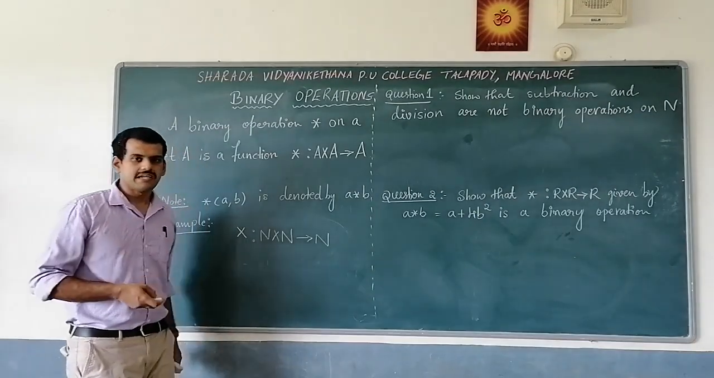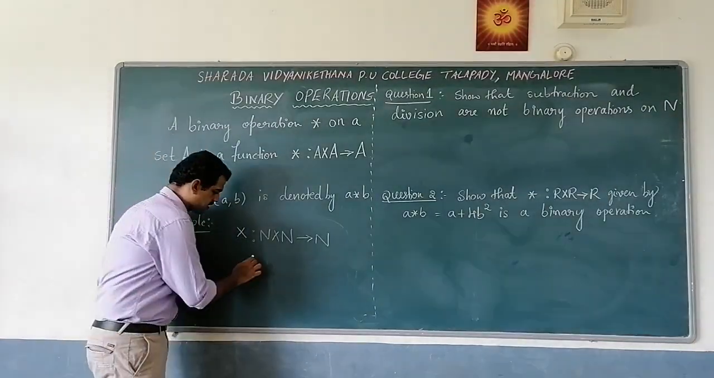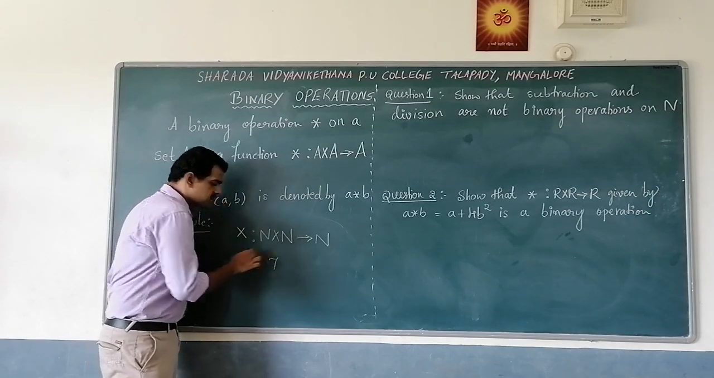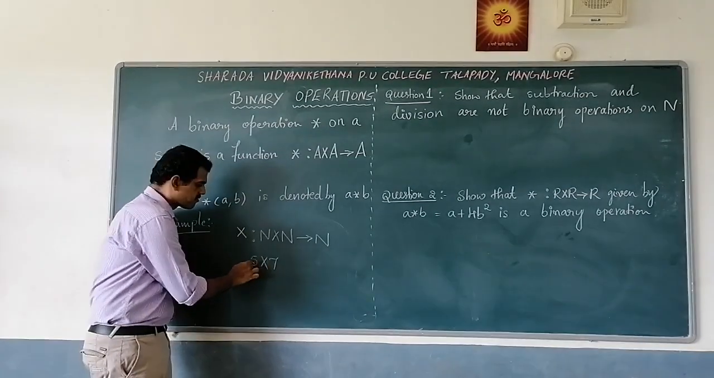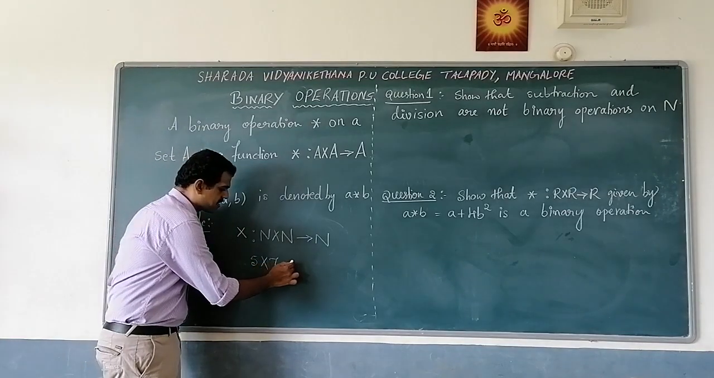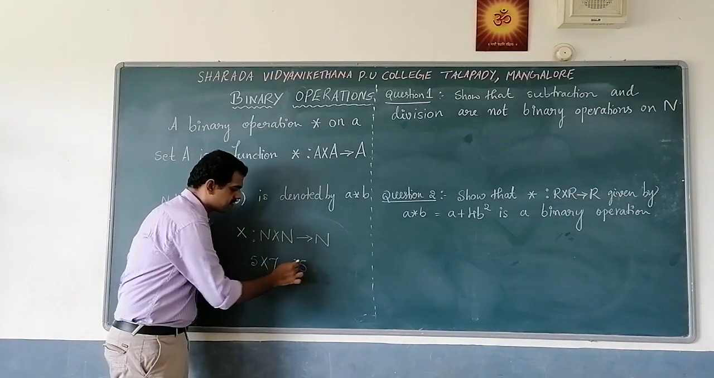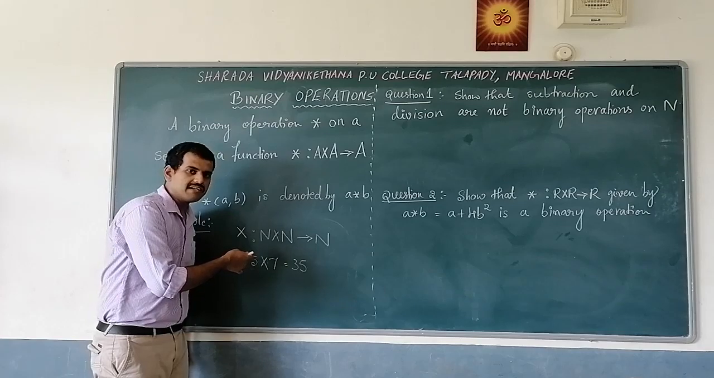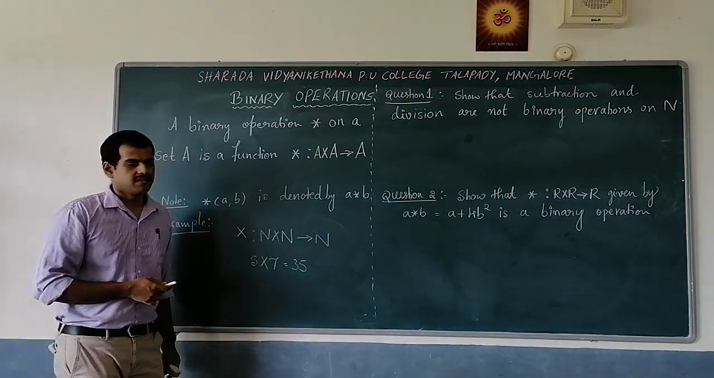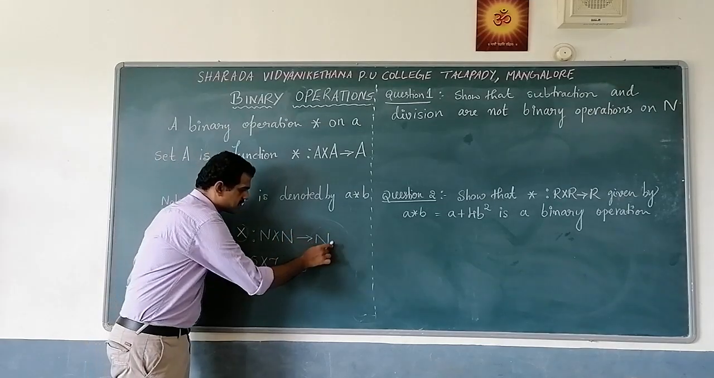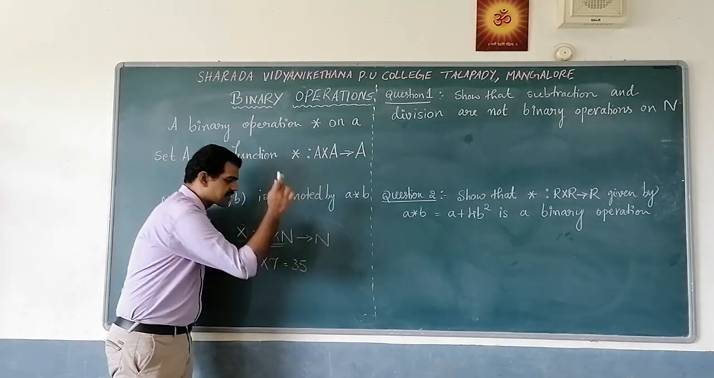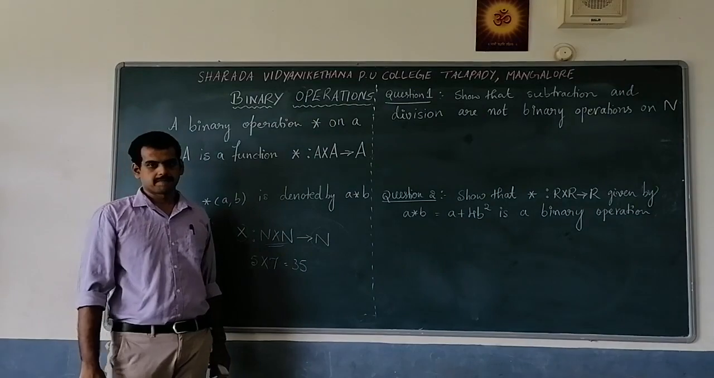You randomly take any two natural numbers. Suppose I take 5 and 7. If you apply the operation multiplication, so 5 into 7, what is the answer? We get 35. Is it again a natural number? Yes, it is a natural number. Therefore, multiplication on the set of natural numbers is again a binary operation.